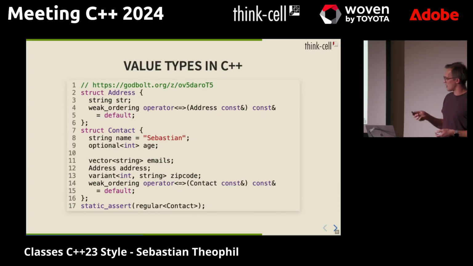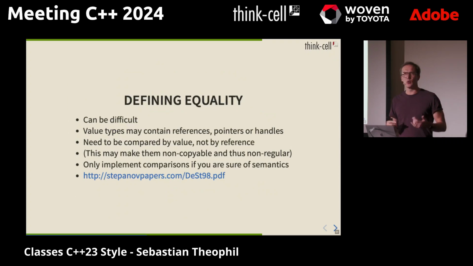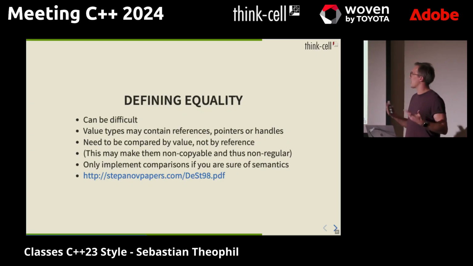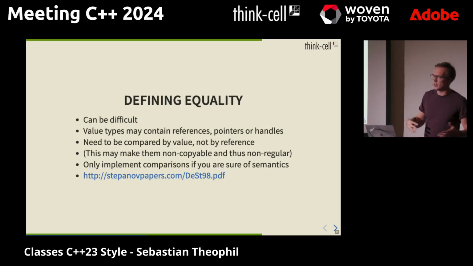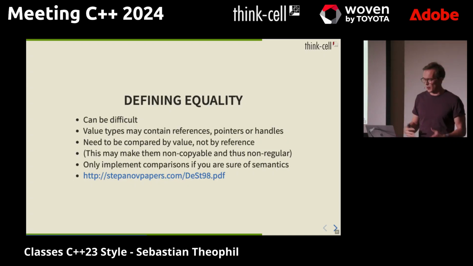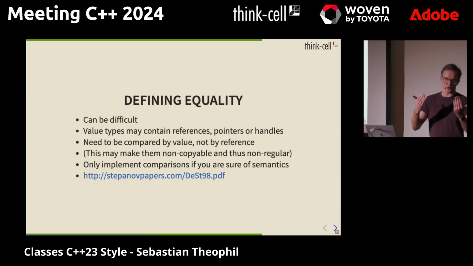Sometimes we do have to implement those comparison operations ourselves, unfortunately. And defining equality can be surprisingly difficult. So if you read this paper by Alexander Stepanov, then he says, well, value types can actually contain references or pointers or handles, maybe just for efficiency reasons. Maybe you have a value type that contains data from a file. You don't want to read in the file. It's perfectly fine to hold the file. But if you compare that type to another object of the same type, then you actually have to compare the file contents if you want to have a value type. It shouldn't compare the file reference.